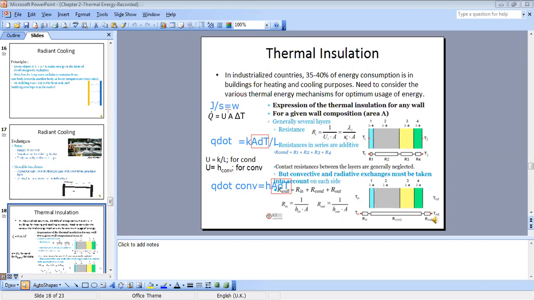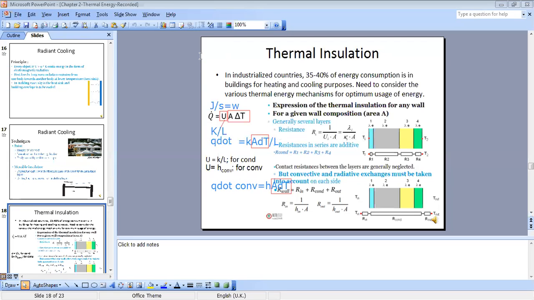This is why I can say that I can represent any heat rate in a general form. It's A delta T times a certain coefficient. This is called the U value of a certain material. And U value can take several forms. In case of conduction, if you do the comparison of your terms, U will be equal to K over L. So in conduction, I can replace U by K over L.